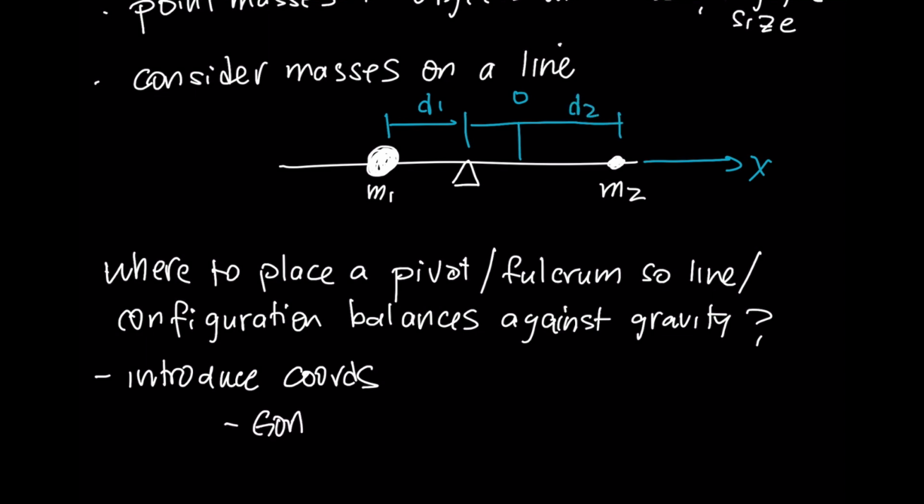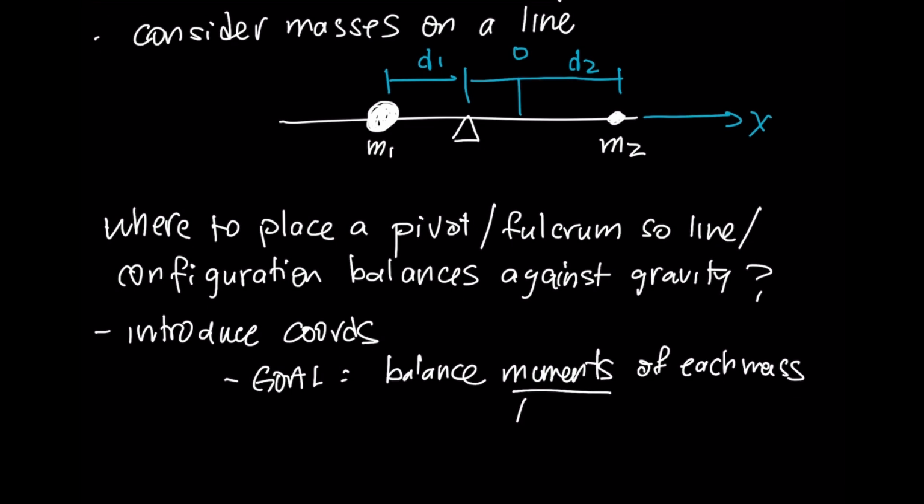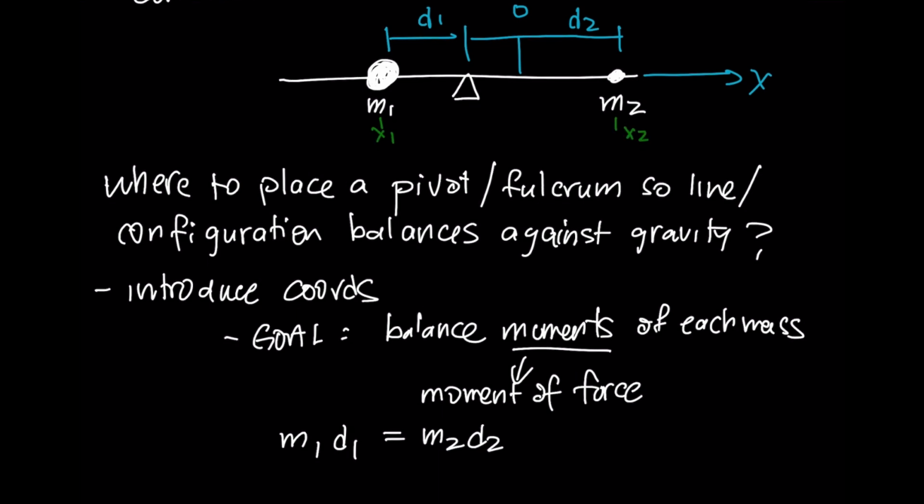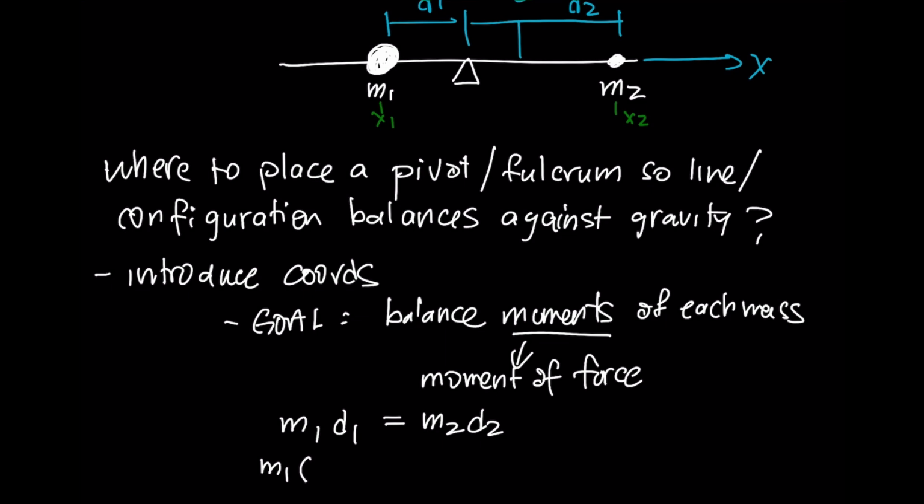Our goal is that we want to balance the moments of each mass. Now, what is a moment? A moment is another way of saying the moment of force, the mass times the distance away from the pivot. We would like to balance this m1d1 with m2d2 for this mass configuration to balance against gravity. We're going to say that mass 1 lives at some location x1 and mass 2 lives at some location x2 on that line. The location of the pivot is at some x bar.